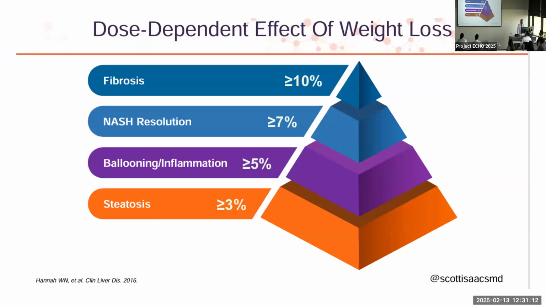And it works. If you lose weight, like 3%, it begins to improve your steatosis, and if you increase that weight loss to 5%, it may help with the inflammation. Even with 7%, you can have some resolution of NASH. And if you lose more than 10%, then the fibrosis also improves.